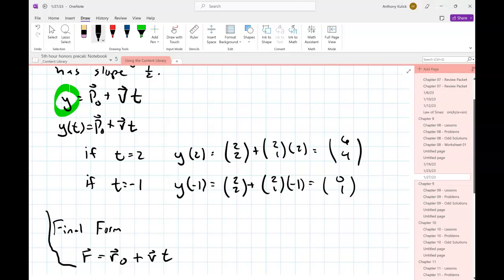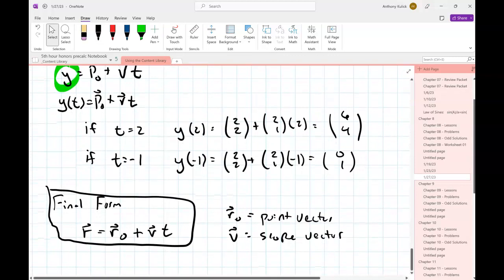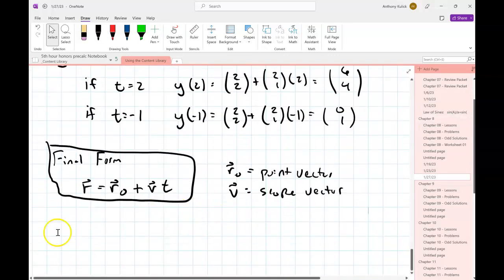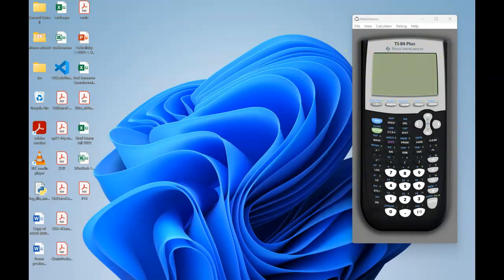So that's our vector equation for a line, where r naught is our point vector and v is our slope vector. Okay, let's do a couple of examples here playing with this.